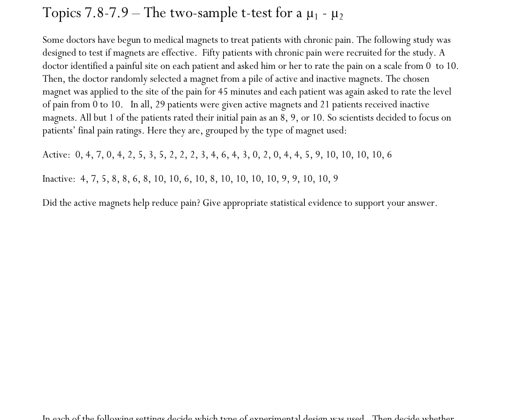Have you guys ever heard of this, like using magnets to decrease pain? So let's go ahead and look at this. And so what they did is they have 29 patients were given active magnets, 21 inactive magnets, and then all but one patient rated their initial pain as 8 or 9. Okay. So the first thing I might notice about this is no matter what, are you guys with me that we don't have any of the summary stats? That we might need to real quick throw these in our calculator. Okay, so let's go ahead and put the active magnets in L1 and the inactive magnets in L2.